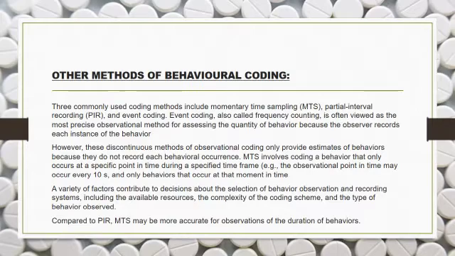For example, the observational point in time may occur every 10 seconds and only behaviors that occur at the moment in time are coded. A variety of factors contribute to decisions about the selection of behavior observation and recording systems, including the available resources, the complexity of the coding scheme, and the type of behavior observed. Compared to PIR, MTS may be more accurate for observations of the duration of behaviors.